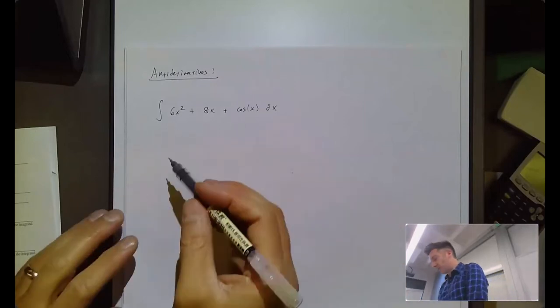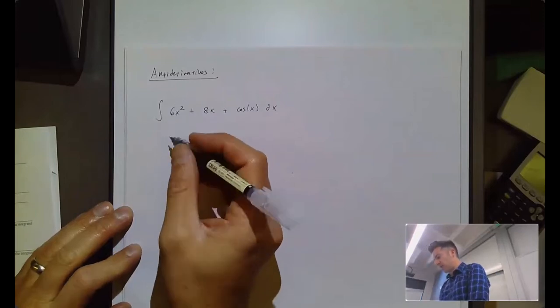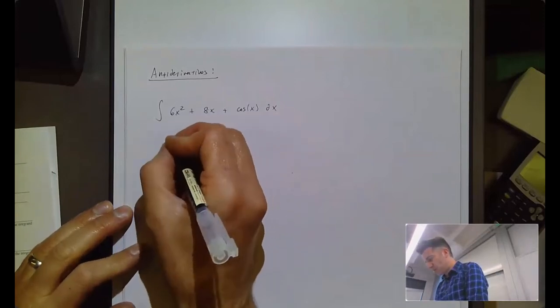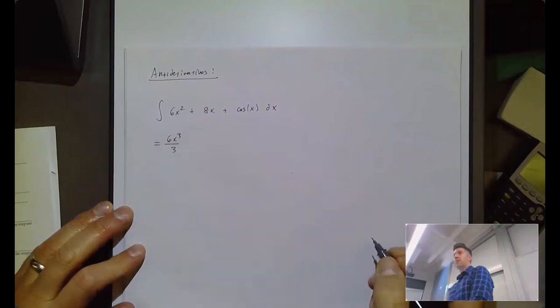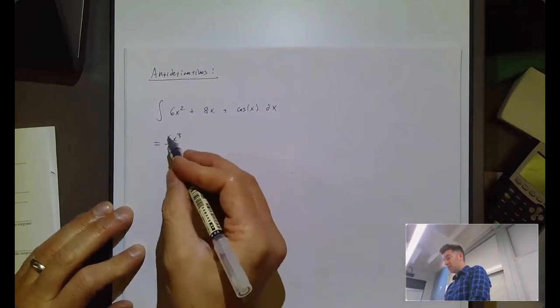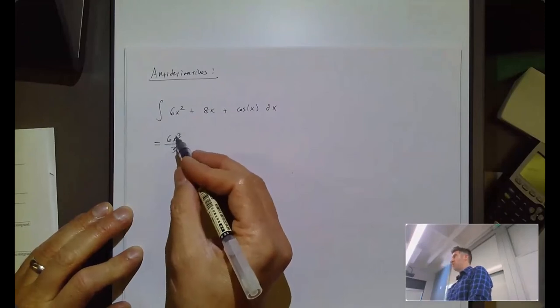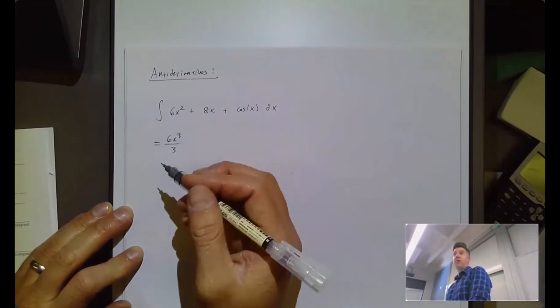So I'm looking for something whose derivative is 6x squared. Well, let's see, I think that's going to be 6x cubed divided by 3. Because when I take the derivative of 6x cubed, I'm going to get 18x squared, but then I don't want 18, I want 6, so I need to divide by 3.